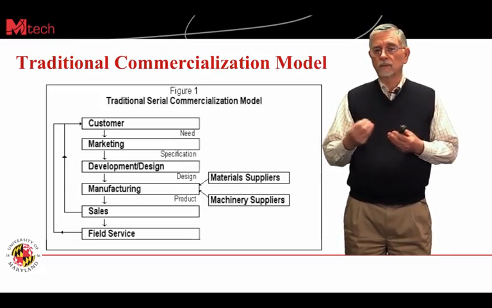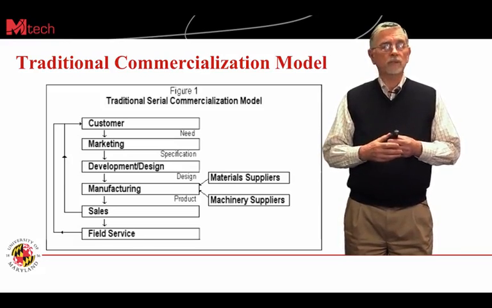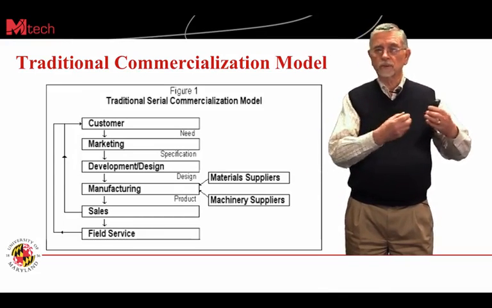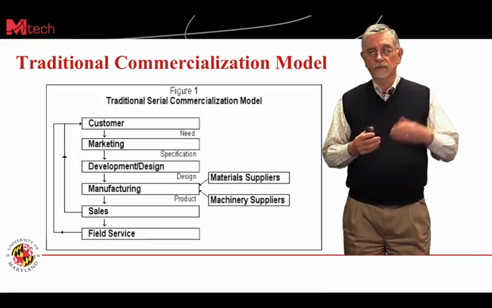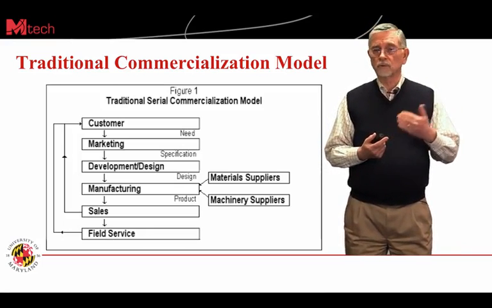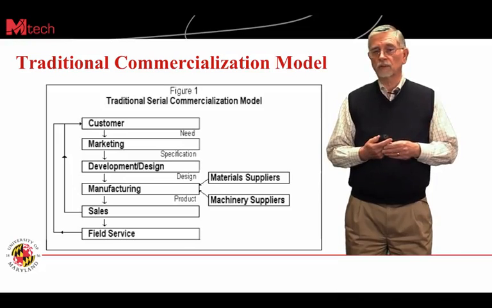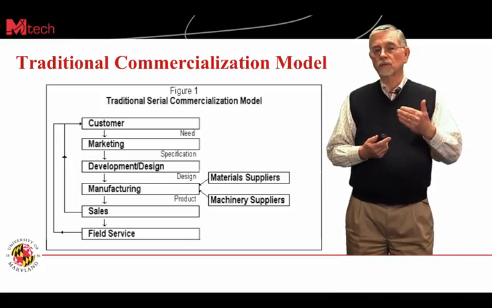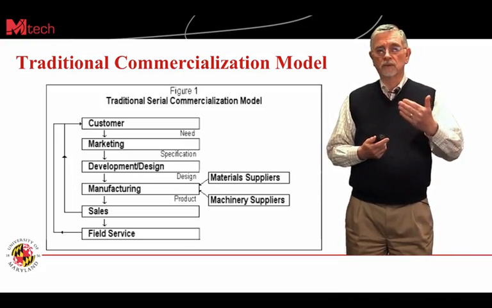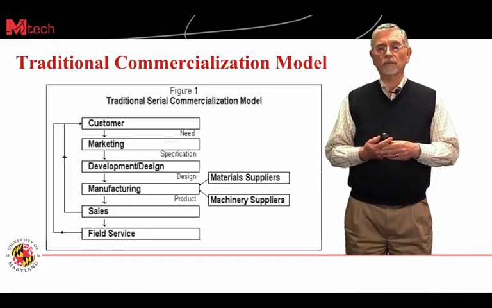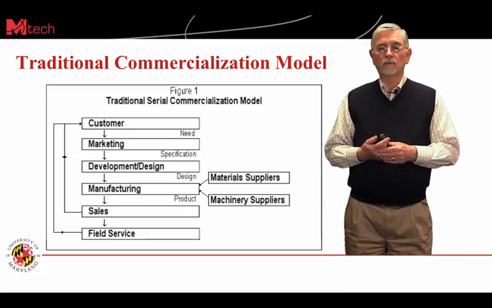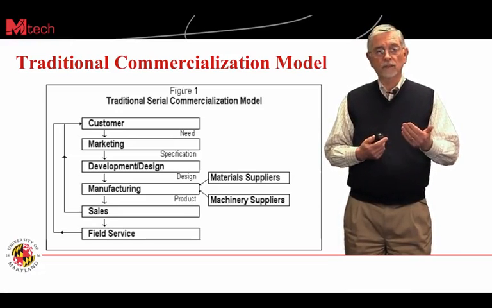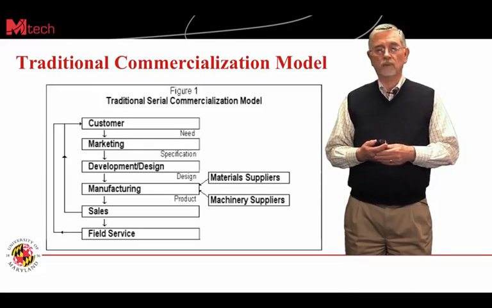And then the manufacturing, of course, draws upon materials suppliers for the materials for the new product, and machinery. If they don't have it, then they have to design new tools and new machines to actually produce that new product. Then once it's produced, it is sent to the sales department. The sales department sends it back to the customer. And then also the field service and support for that new product comes into play and works with the customer.